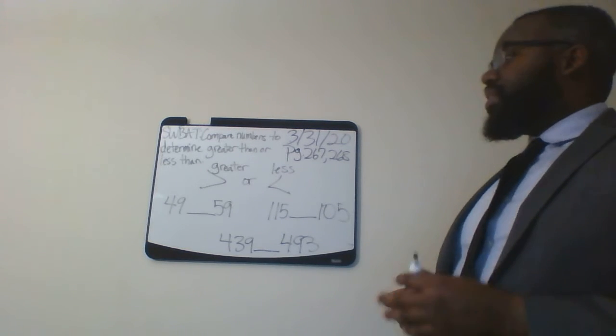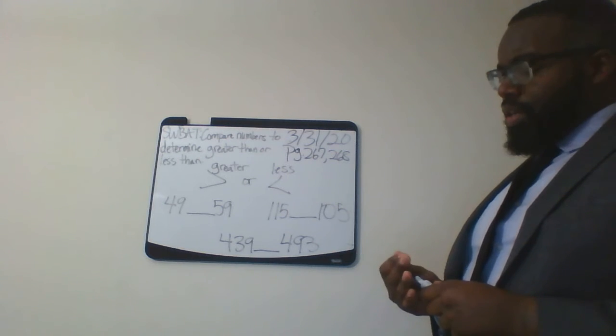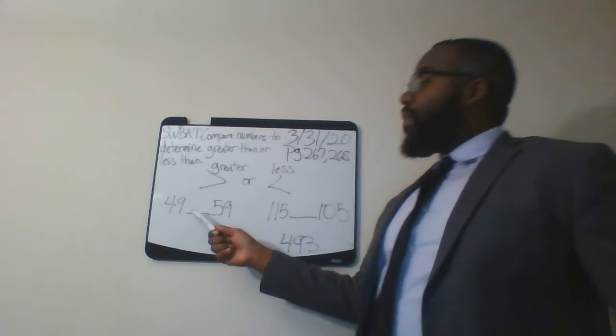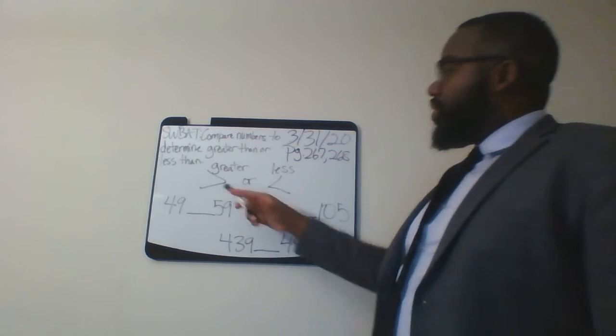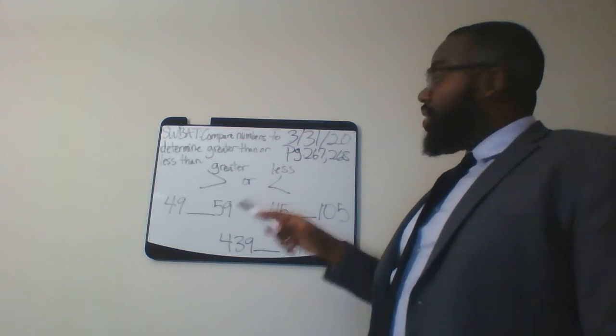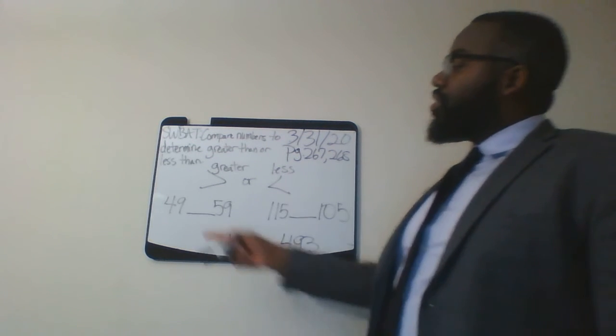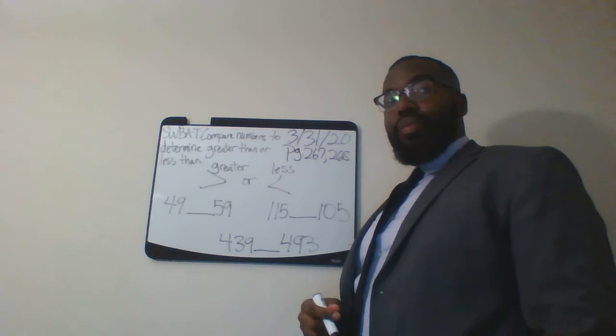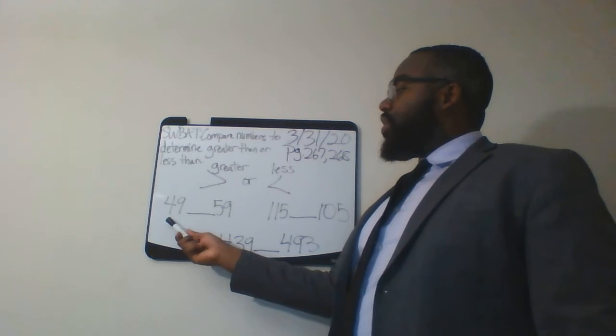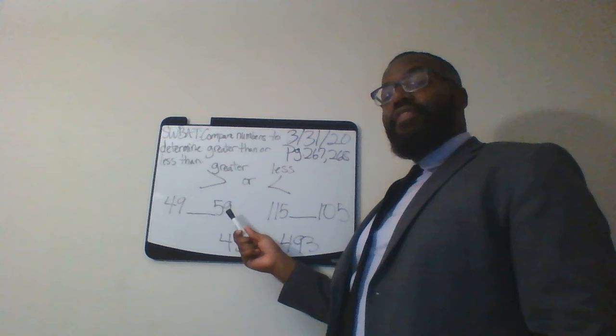Now, number one asks us simply to write greater than or less than right here in the blank. So, this arrow pointing this way is greater, and this is less. So, let's start off the first example that we have for number one to guide us. The two numbers that we have are 49 and 59.